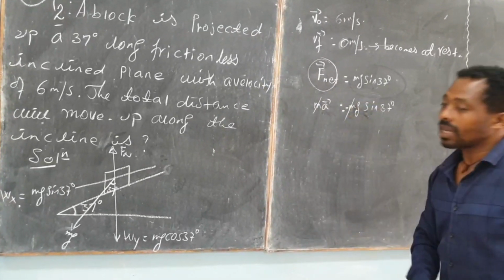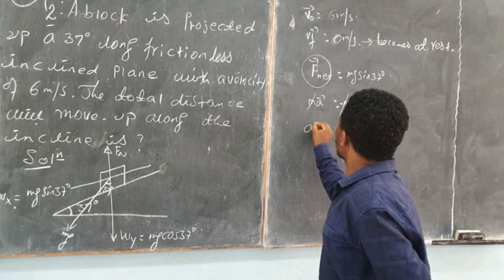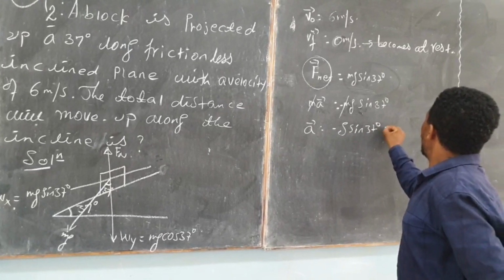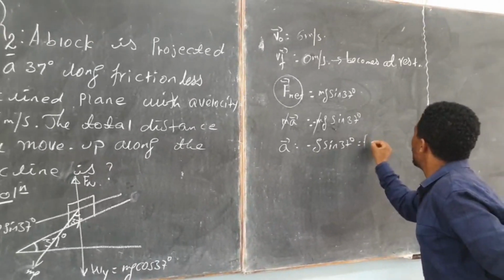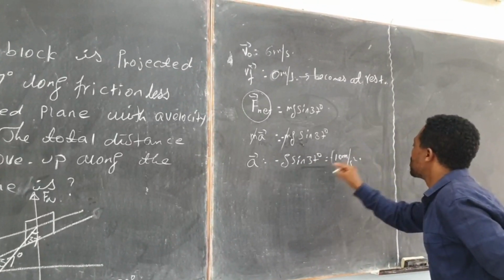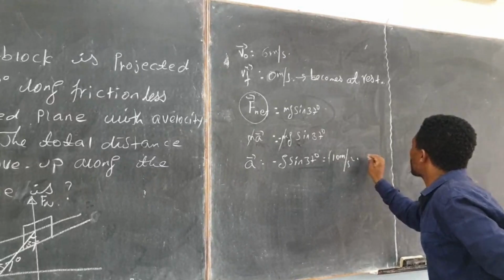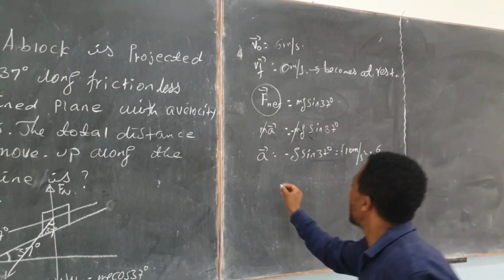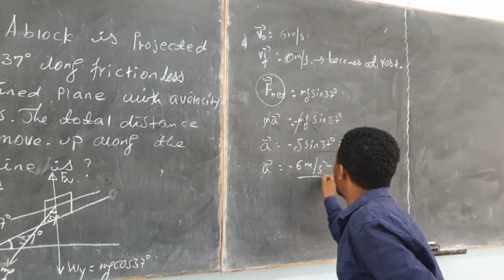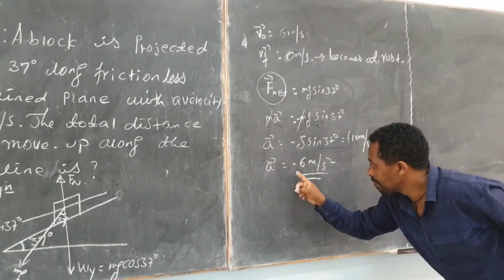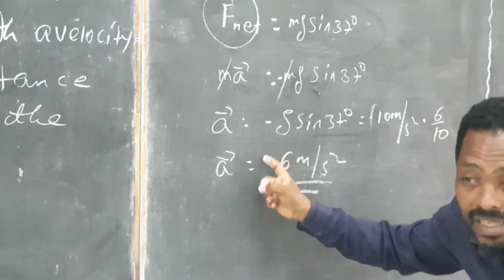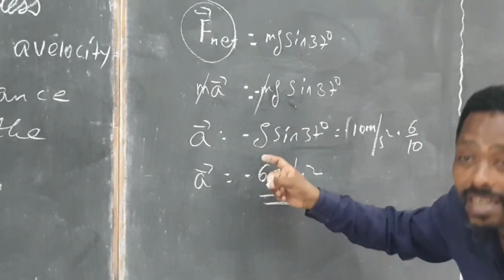And hence, m is cancelled from both sides, and the acceleration becomes negative g sine 37 degrees. As we know, g is 10 meters per square second times sine 37 degrees. Sine 37 degrees means 0.6 or 6 over 10. And then the acceleration becomes simply negative 6 meters per square second. Great. Bear in mind, this negative sign tells us the object is not accelerating; rather, the object decelerates.